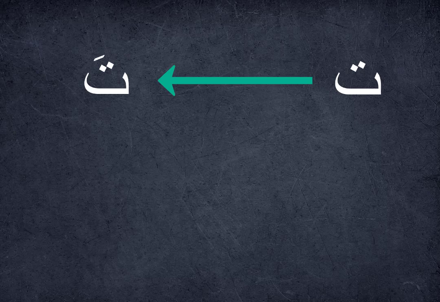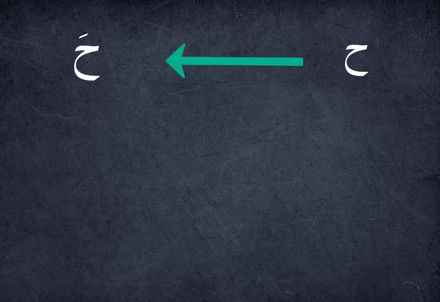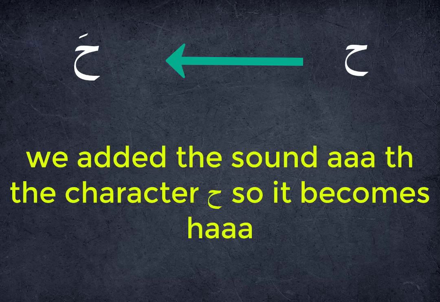What happened? We added the sound a to the character ta, so it becomes ta. Another example. This is the letter ha. When we put الفتحة above the letter ha, it becomes ha. What happened? We added the sound a to the character ha, so it becomes ha.